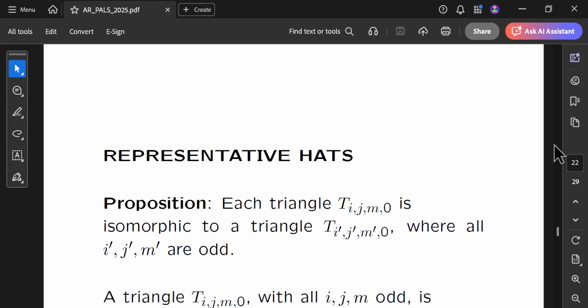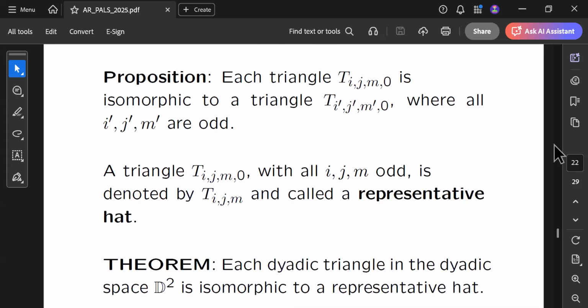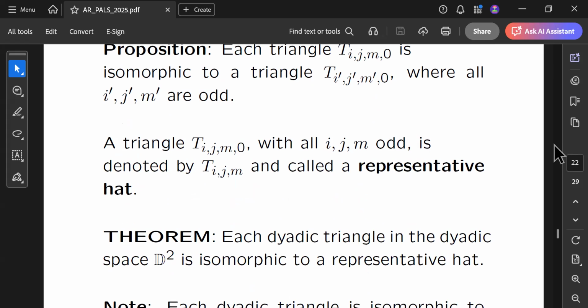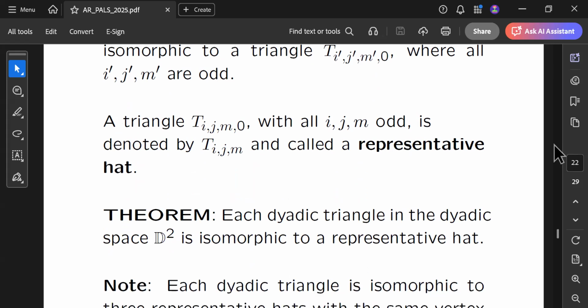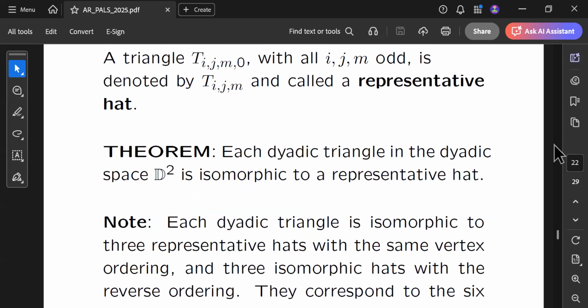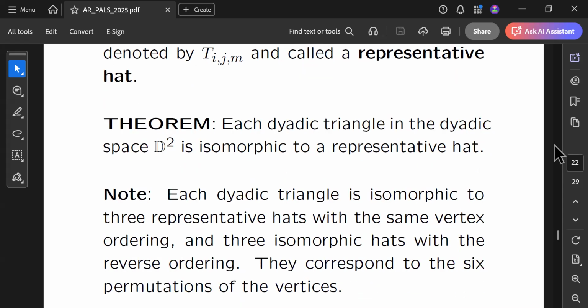Now, the next proposition says that each triangle T I J M 0 can be chosen so that these parameters are all odd. And the triangle T I J M, we usually drop 0 in this situation, is called a representative hat. And the theorem says that each dyadic triangle in the dyadic space D squared is isomorphic to a representative hat. So we can reduce the problem of isomorphism to isomorphism of representative hats, which is very, very helpful. We may also notice that each dyadic triangle is isomorphic to 3 representative hats with the same vertex orderings, and 3 isomorphic hats with the reverse orderings. They correspond to the 6 permutations of vertices.